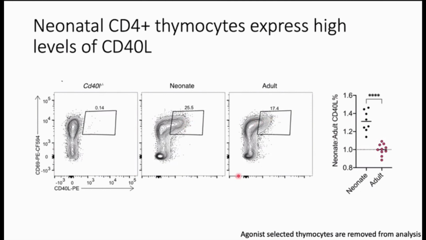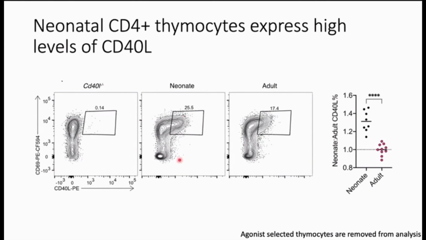This is quantitated here and normalized to the adult mouse. So if the adult is 1, there's about 130% greater CD40 ligand expression, or an increase in cells by about 30% that are expressing the CD40 ligand. We have removed thymocytes that have been agonistically selected, which we would expect to have high amounts of CD40 ligand, from this analysis.